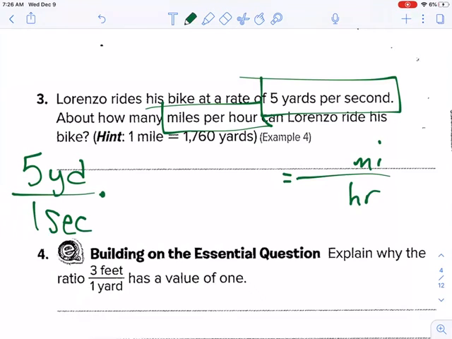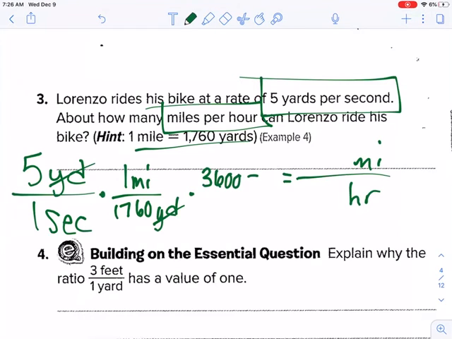It doesn't matter which one you start with. Yards to miles, they're giving you the hint right there. That's nice of them. So 1 mile, 1,760 yards. Notice I put yards diagonal to each other so they cancel out because we wanted to get rid of those. Seconds to hours, 60 minutes times 60 seconds is 3,600 seconds in 1 hour. Notice again I put seconds and seconds diagonal to each other so they cancel out.